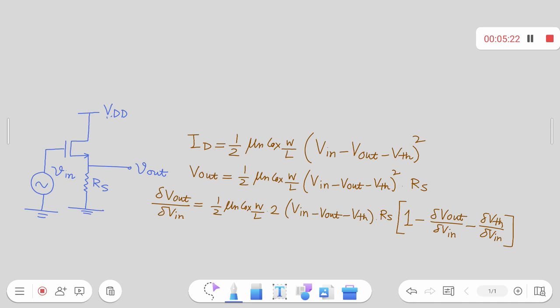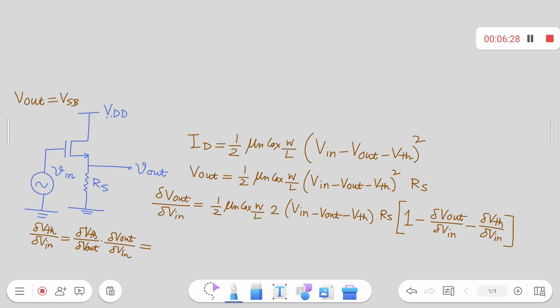Now how can you find this del VTH upon del Vin? I can write it as del VTH upon del Vout times del Vout upon del Vin. And del Vout upon del Vin is your well known voltage gain AV. And what is this del VTH upon del Vout? Remember, del VTH is the change in the threshold voltage. Vout is nothing but the source potential, and typically for NMOS the body is connected to the ground terminal. So Vout is nothing but VSB, the source to body potential. So what is the expression for del VTH upon del VSB? If you remember, del VTH upon del VSB is nothing but eta, right?